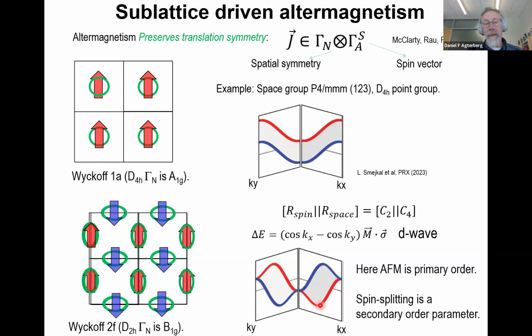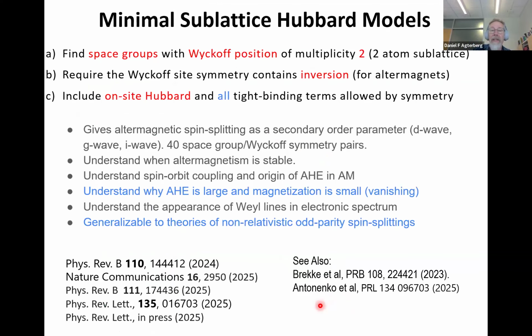All right, so that's enough information to understand the kind of Hubbard models we're looking at. And so here, what I'm doing is just summarizing these Hubbard models. And these are sublattice Hubbard models. And what we did is we identified all space groups with Wyckoff positions of multiplicity 2. So we have a 2-atom sublattice, like the second example I showed you. We required all our Wyckoff site symmetries to contain inversion symmetry. This allows us to get altermagnetic spin splittings. We can generalize this later when we talk about the odd parity spin splittings.